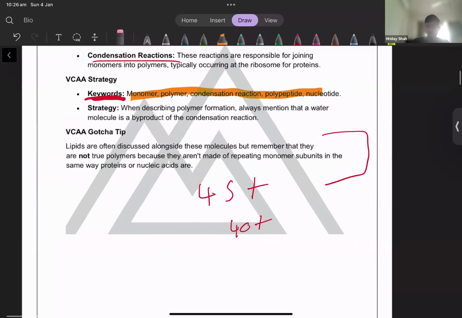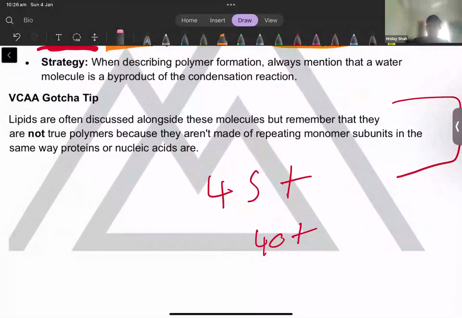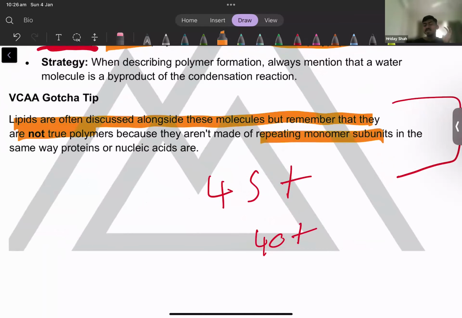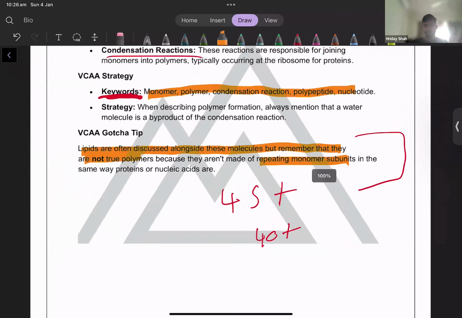So again, I think we talked about this just here, but it's repeated. Lipids are often discussed alongside these, but they are not true monomers because they don't have the same repeating single subunit monomer, right? They're made up of two different things.